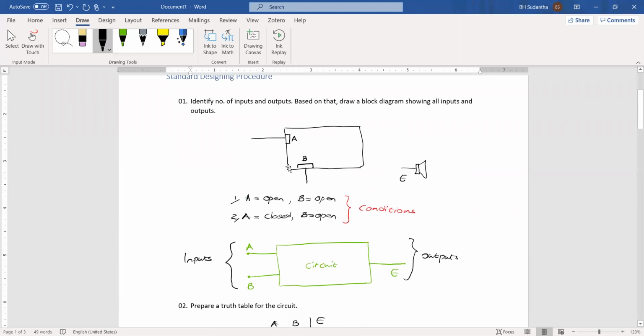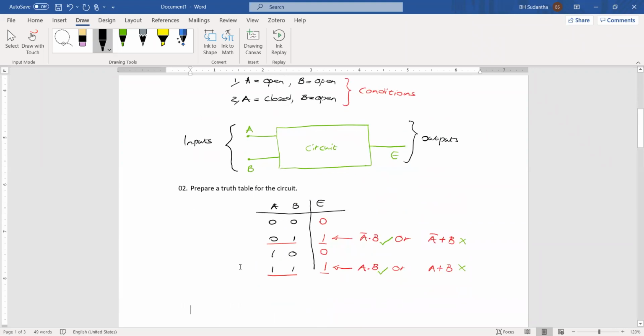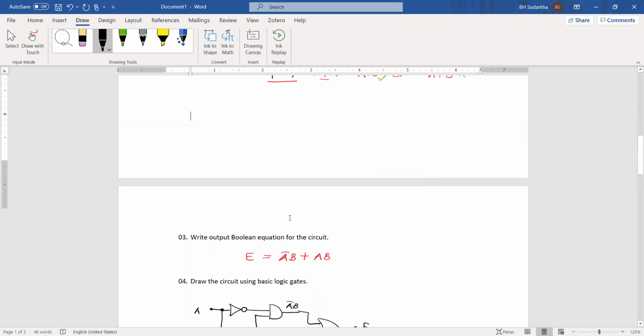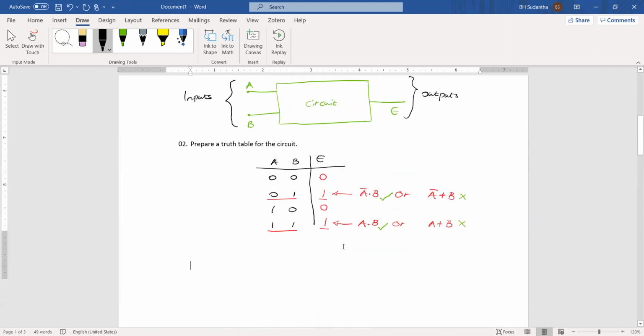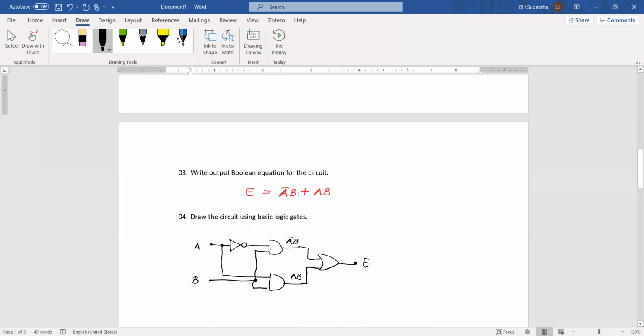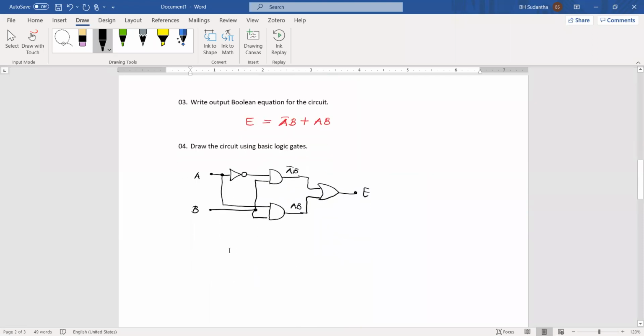And this was the problem. And this is the block diagram, the first step. Second step, we have to prepare the table. And third step, we have to write the output equation. Then we have to convert this table into an equation. When you convert this table into equation, 75% is done. Then after that, when you have an equation, you should be able to draw the circuit. Now this is what we are going to do. This is the standard designing procedure. For the moment, it contains these 4 steps. If you follow these 4 steps properly, at the end, you have the solution.